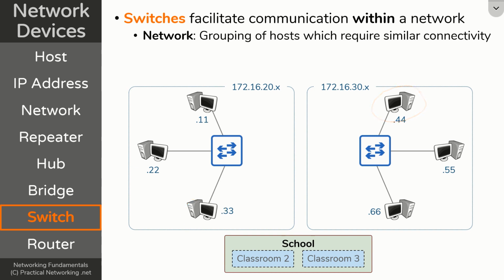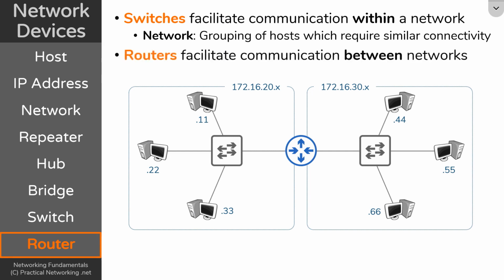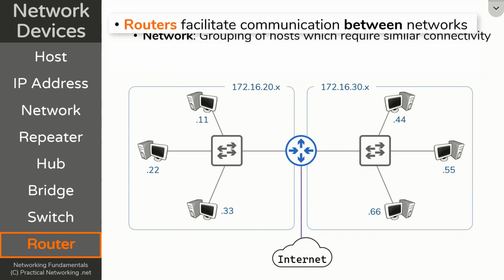But what happens if this host down here wants to speak to this host on a different network? Well, if a switch can only facilitate communication within a network, we would need another type of device to handle the communication between networks. And that device would be a router. A router is a device whose primary purpose is to facilitate communication between networks. At the very least, you're going to need that router to connect you with the ultimate network of networks known as the Internet. So let's unpack this further.